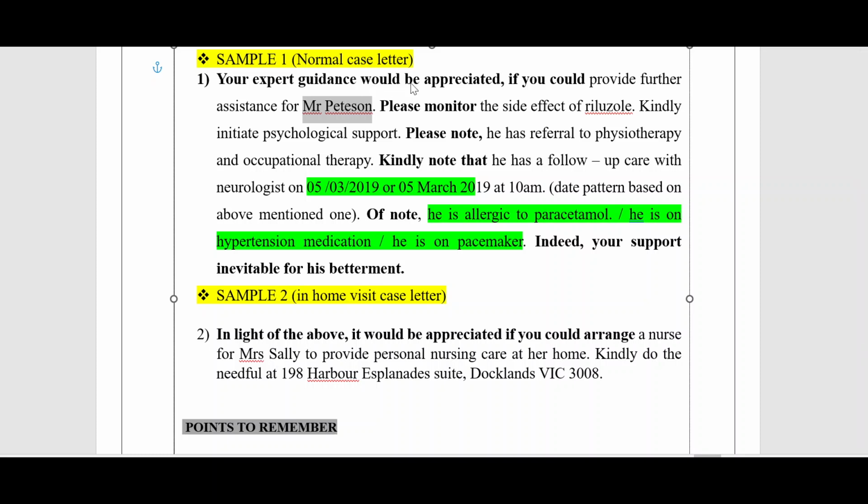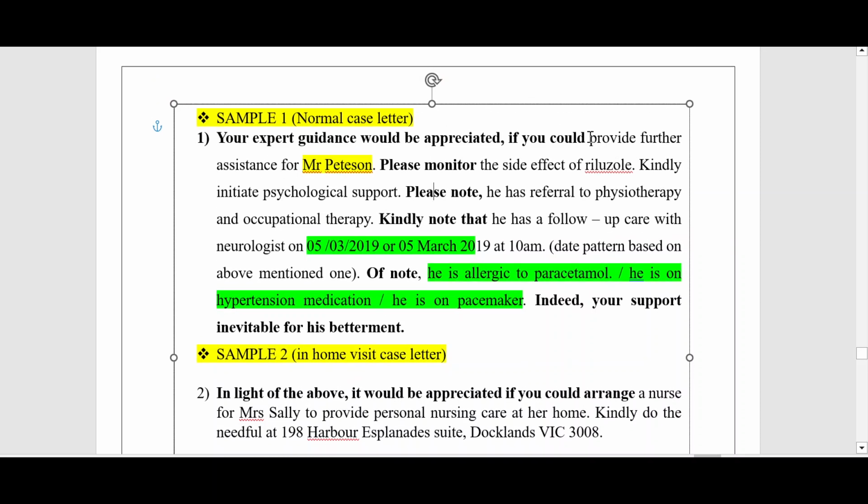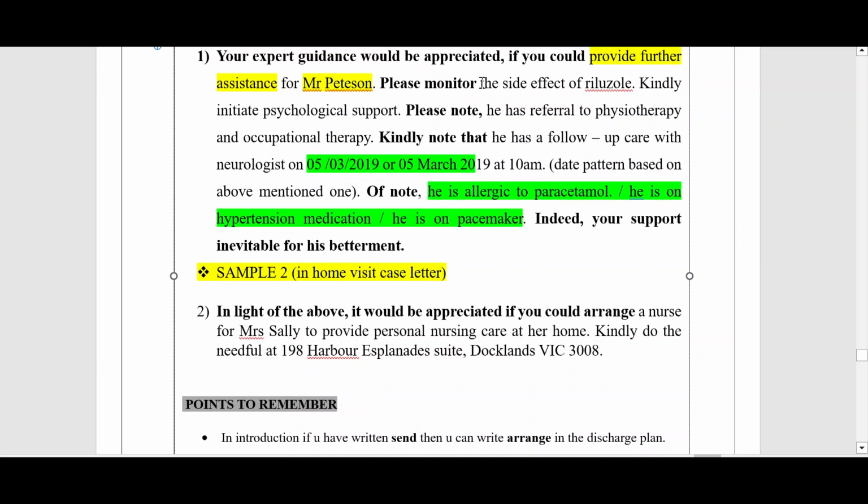So this name will change. Which all will change, I will teach you. If you could provide further assistance, this also could change. This will change, it depends on the letter. Please monitor. This won't change.